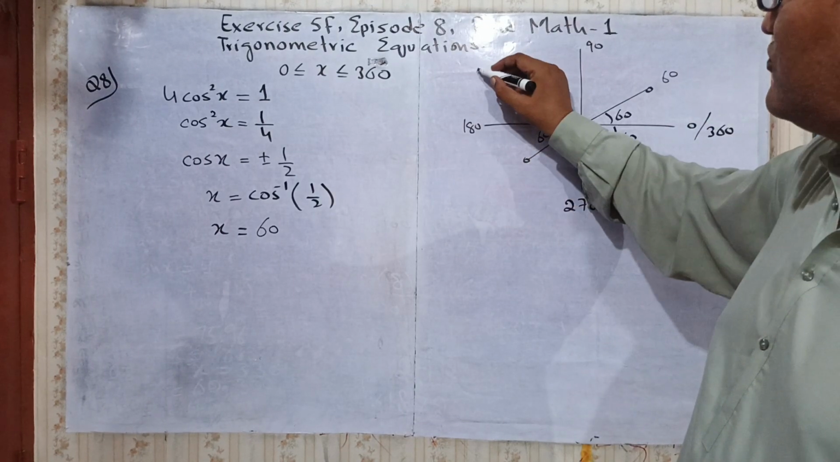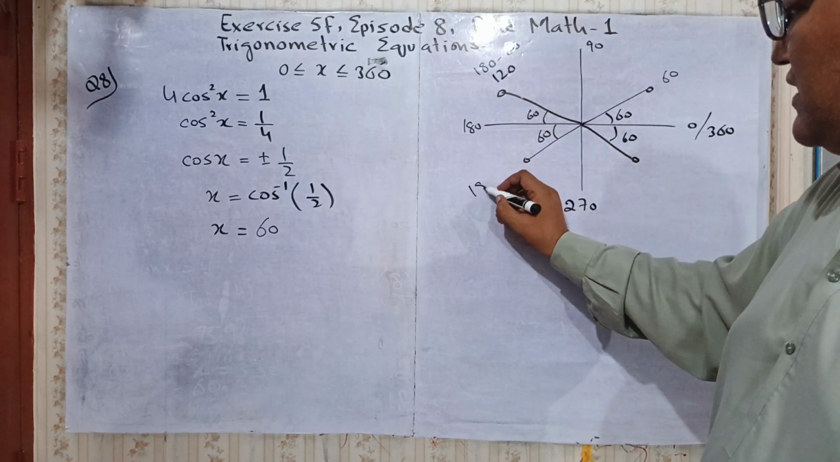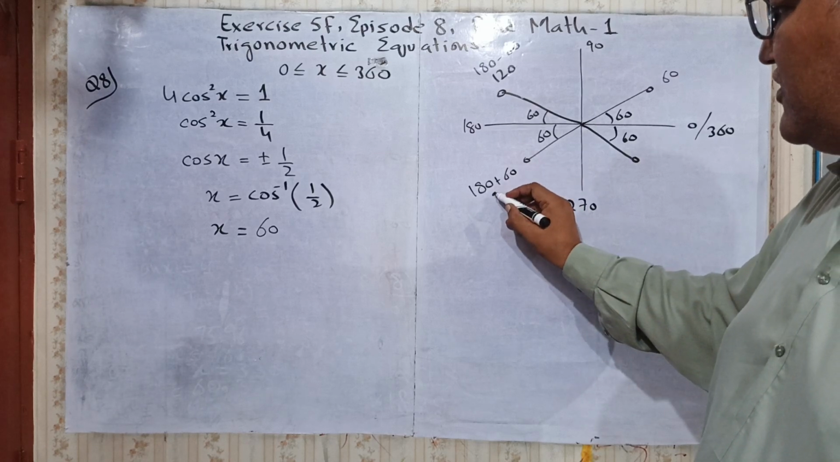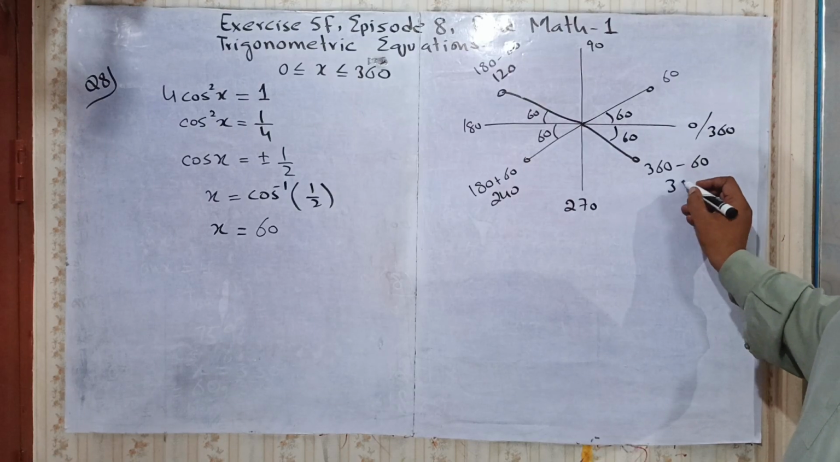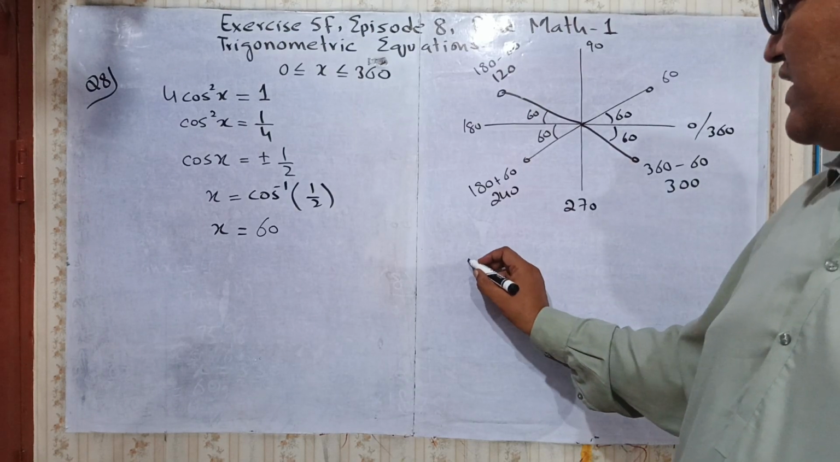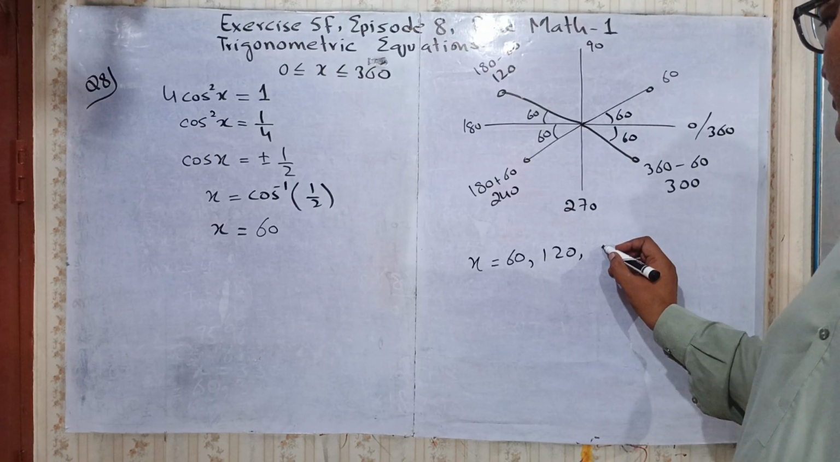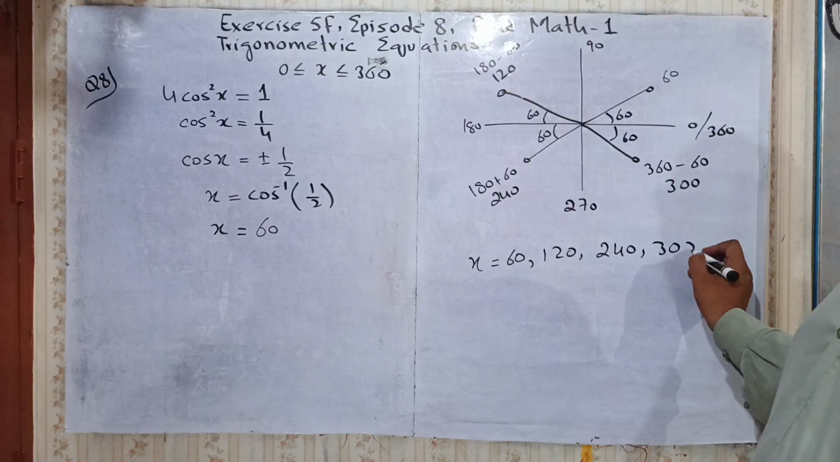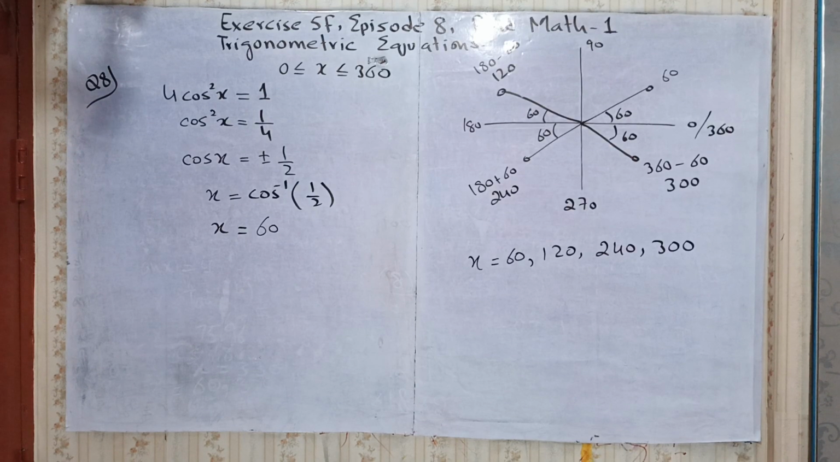This angle is basically 60. This angle is 180 minus 60, which is 120. This angle is 180 plus 60, that is 240. This angle is 360 minus 60, so this is 300. So my x answers will be 60, 120, 240, and 300. It's such an easy question. Let me check the answer, sir. Exercise 5F, question number 8: 60, 120, 240, and 300.